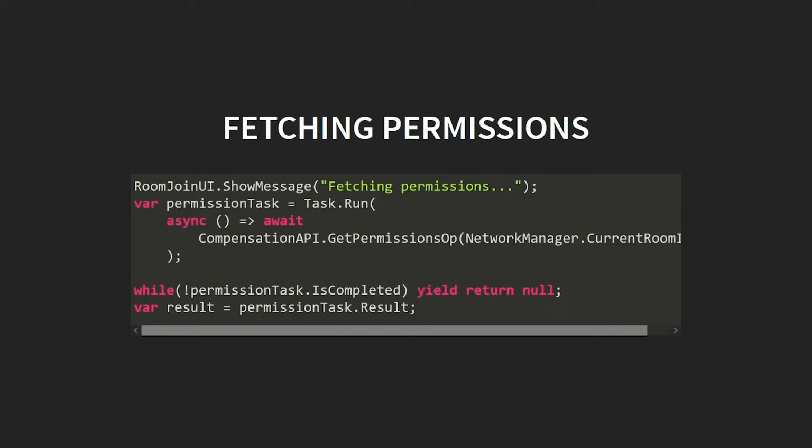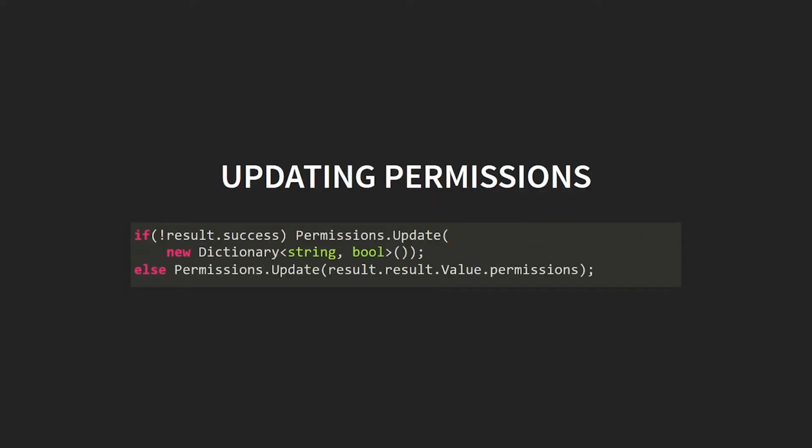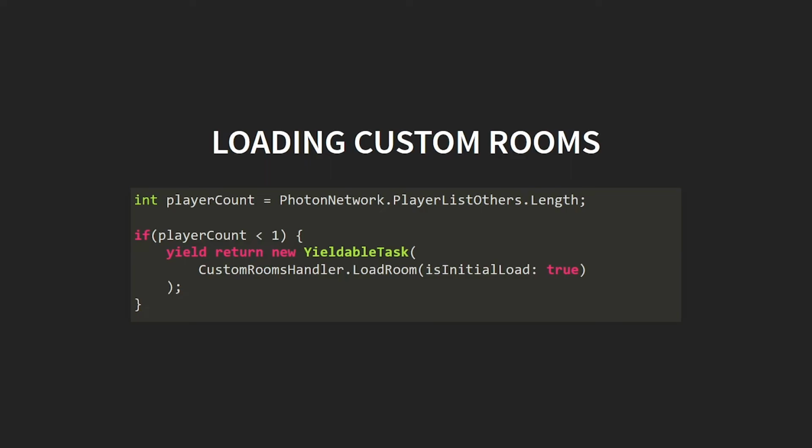Next, we fetch our permissions in the room we're joining. From there, we can update our current permissions list. By default, players have no permissions in a room. Next, if we're the first person in the room, we need to load any creation objects saved in the current public version. For this, we use a neat little helper we devised that lets you use tasks in a Unity coroutine without a bunch of hassle. We pass the isInitialLoad argument as true so that we don't freeze the player another time.